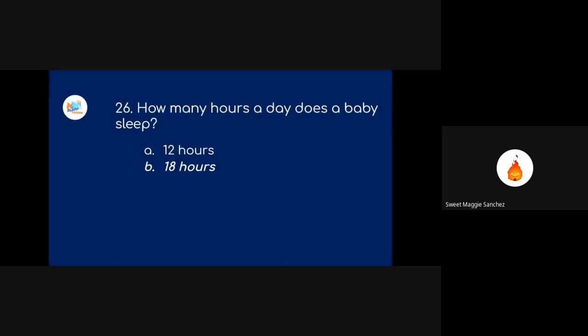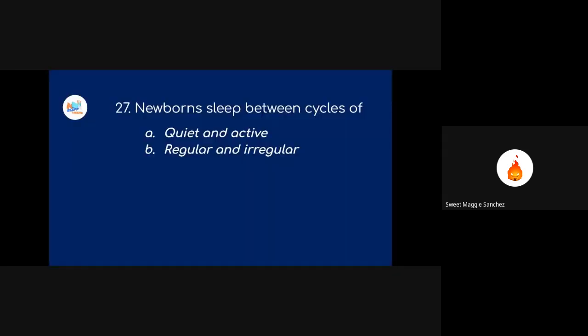Yun. Okay, question 26. How many hours a day does a baby sleep? So, actually, sobrang haba, no? 18 hours, no? I iiyak pa yan. So, it's not 12 hours, it's not half a day, it's more than half a day. So, it's 18 hours.